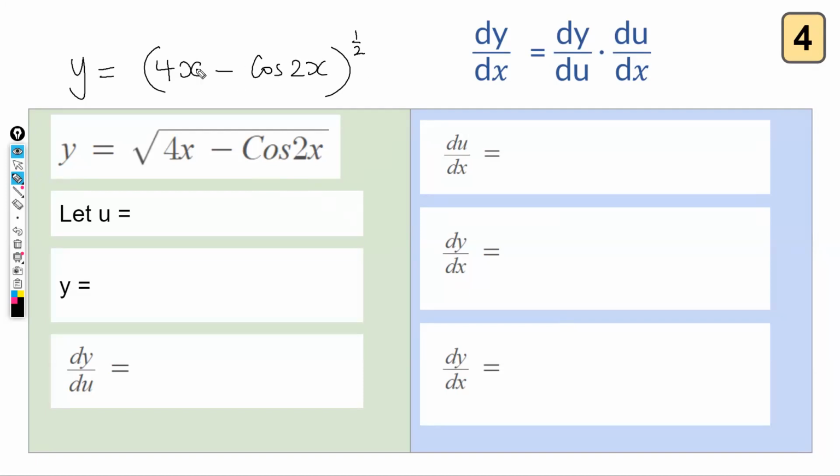So we're focusing up here. We're going to let u be the item inside the brackets. What's inside the brackets? 4x minus cos 2x. So now we can rewrite this equation, but replace this with the letter u. So we'll get y is equal to u to the power of a half. Do you think you can finish this question for me? You have a little jump start on the question.